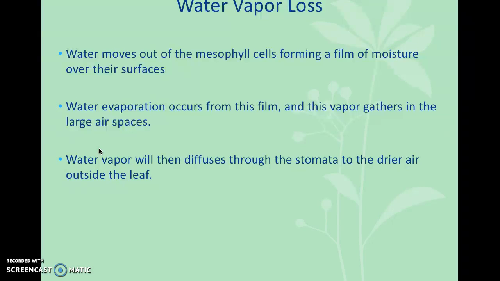Water vapor loss. Water moves out of the mesophyll cells, forming a film of moisture over their surfaces. Water evaporation occurs from this film. This vapor gathers in large air spaces. Water vapor will then diffuse through the stomata to the dry air outside the leaf. It's the same way we sweat and the sunlight evaporates it on our skin; it can happen very similarly in plant cells, but on the inside of the mesophyll cells.